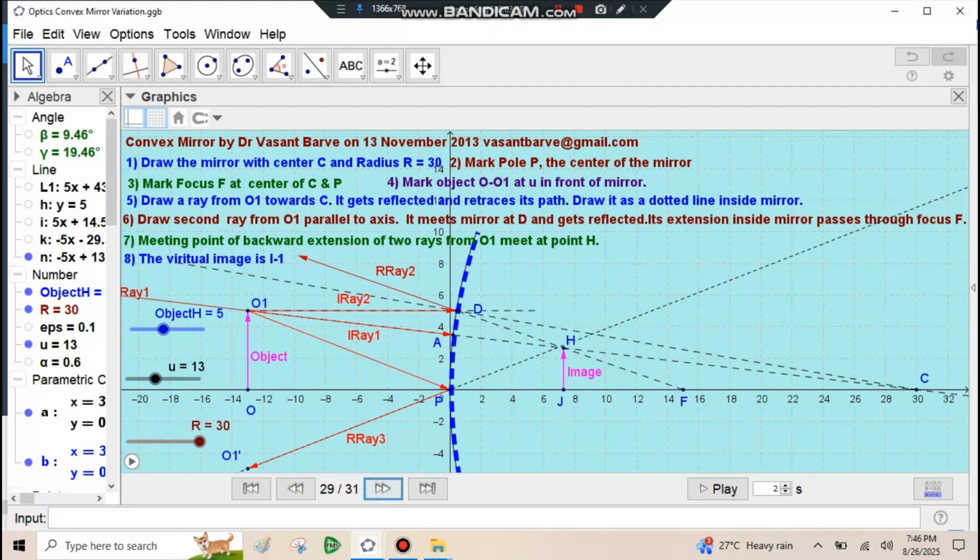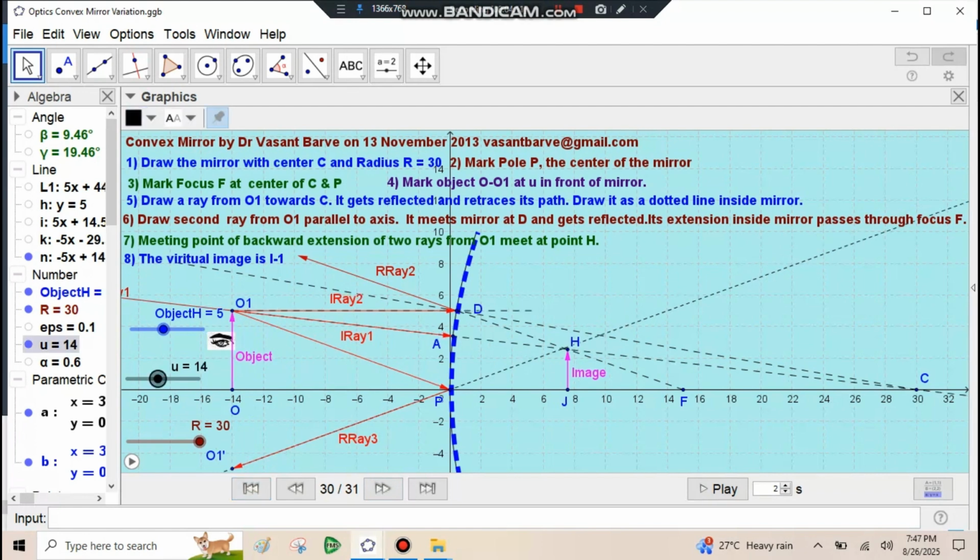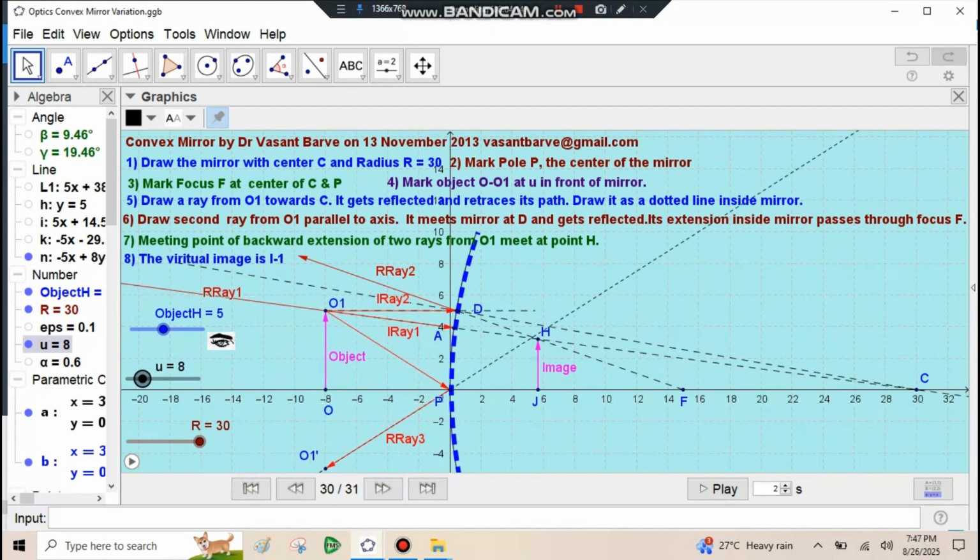Okay. So this is how it is possible for you to draw the convex mirror, and by GeoGebra you can quickly get the image formation. And from here you have to observe that particular image, right? Now you will see that you can have this ray somewhere. Now if you change this, you will see that dynamically the image formation also will change.